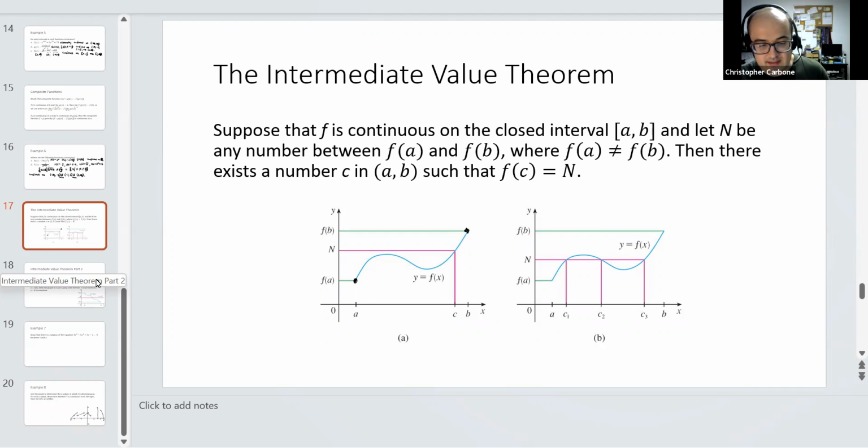All that this means is that there exists at least one of those numbers. We can have multiple, as we do here in this one, where each place it intersects the graph is equal to that capital N. But the whole point is we have at least one of those.